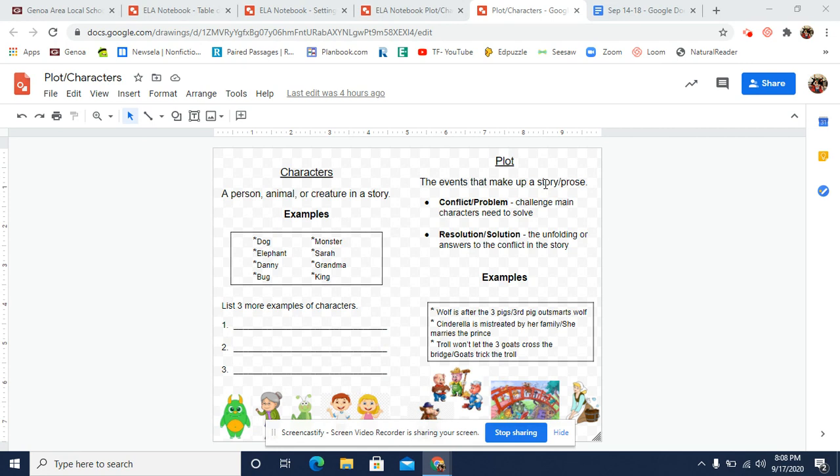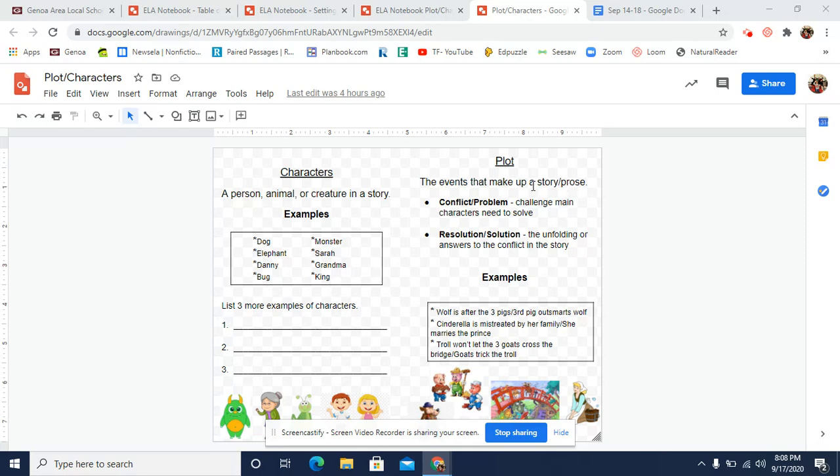The plot sounds like it's a big thing, but the plot is really just the different events that happen in the story. Okay, what's happening in the story? So all of those events make up the story. Do you notice I have slash prose? If you ever see this word, just realize that a prose is just a story. They just have to make these big words to confuse people, but all it is is a story.